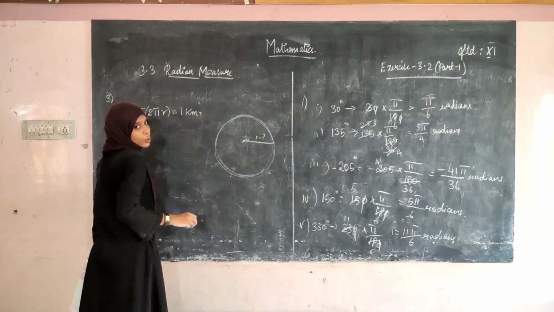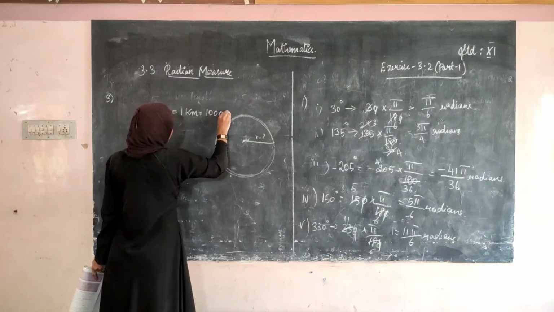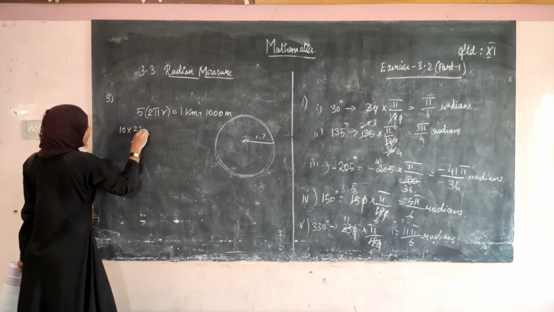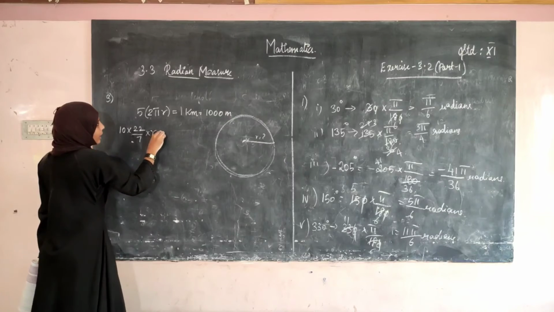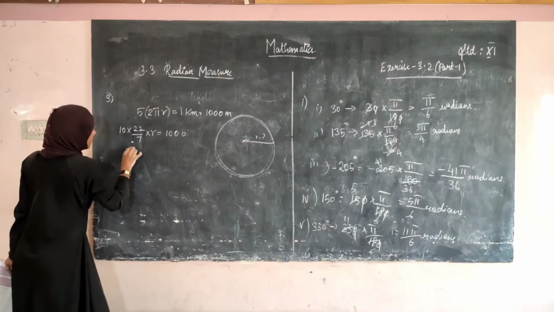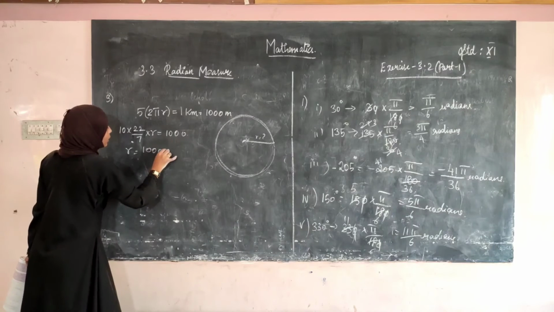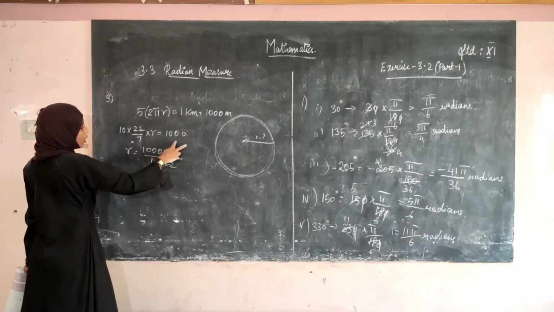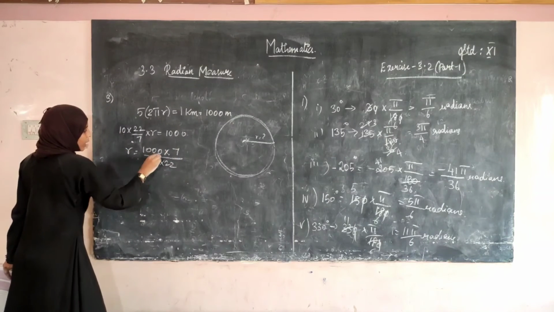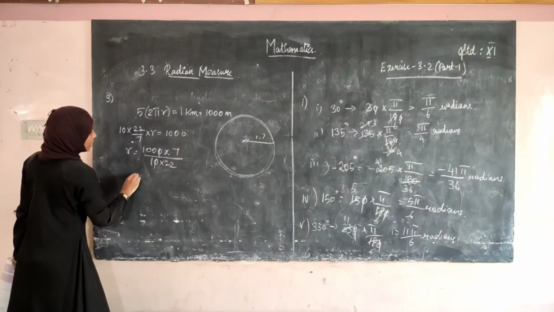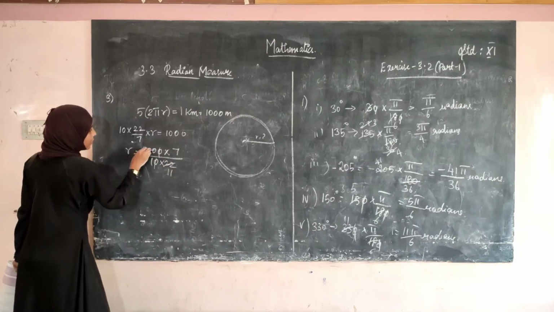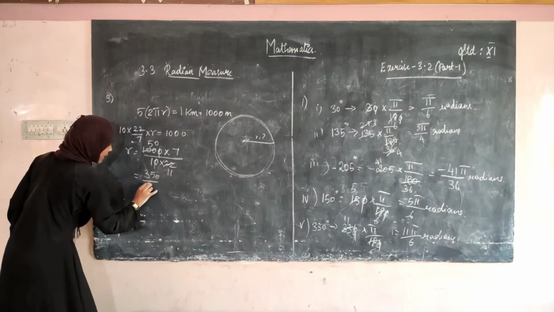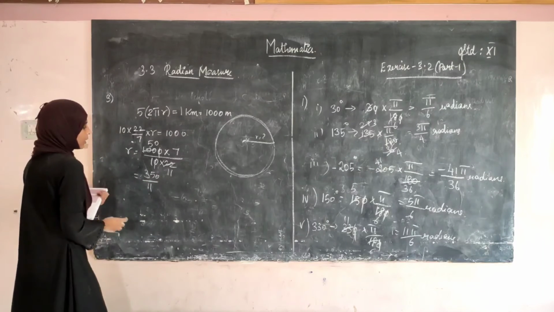When we convert this kilometer into meters, 1 kilometer is equal to 1000 meters. Therefore, 5 into 2 is 10, into, instead of pi, 22 divided by 7, into r, which we have to find, equal to 1000. So keep r on this side: 1000 into 7 divided by 10 into 22. Bring these two terms to the denominator and this term to the numerator. So 10 and 10 cancel. This is 11 and this is 350, so 350 divided by 11.